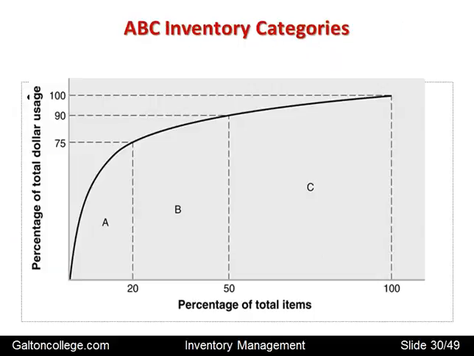If we look at the value on the vertical axis and the percentage of total items on the horizontal axis, say we take 20% of the total items. We can see we've got something like 75% of the value in terms of usage. Those will be the A items, and then the B items, it'll be somewhat less, 50% of the items and 90% there. So it's a cumulative curve, but it just indicates that not all items in the stores are of equal importance. That's the point.